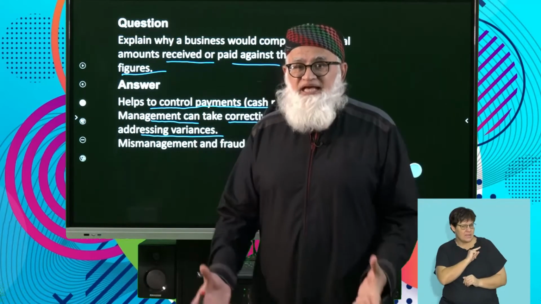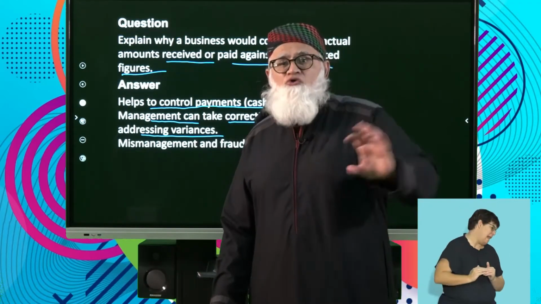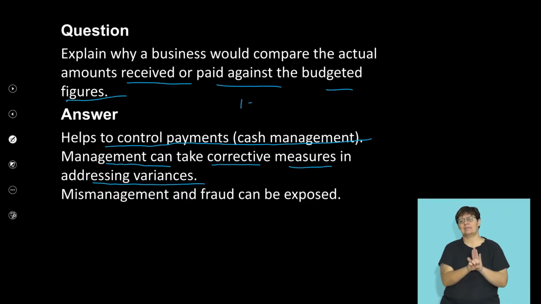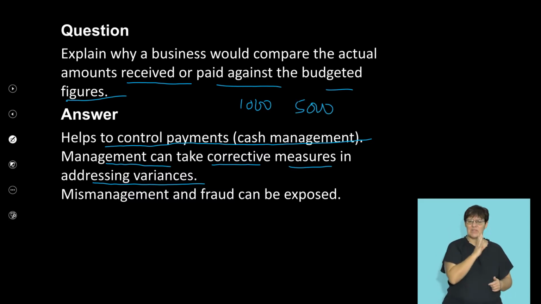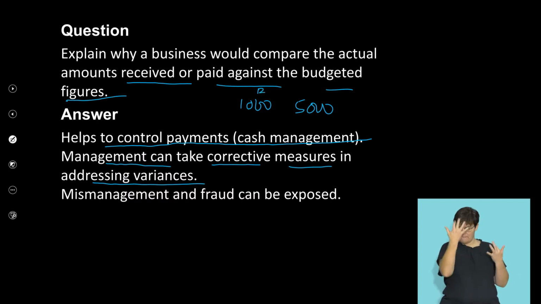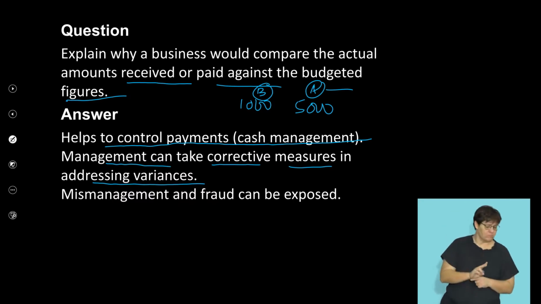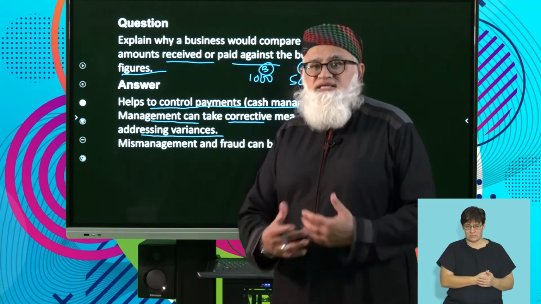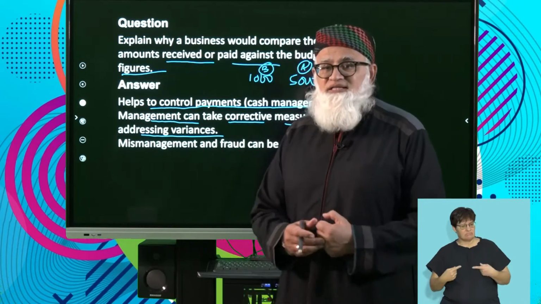Why is my telephone account way over the budget? I budgeted for my telephone, just as an example now, 1,000 Rand, and I've spent 5,000 Rand. Clearly you can see, if this is the budget amount, that's your B, and the actual amount is 5,000. Management needs to step in. Is there abuse of the telephone? Is there something untoward regarding the telephone account?